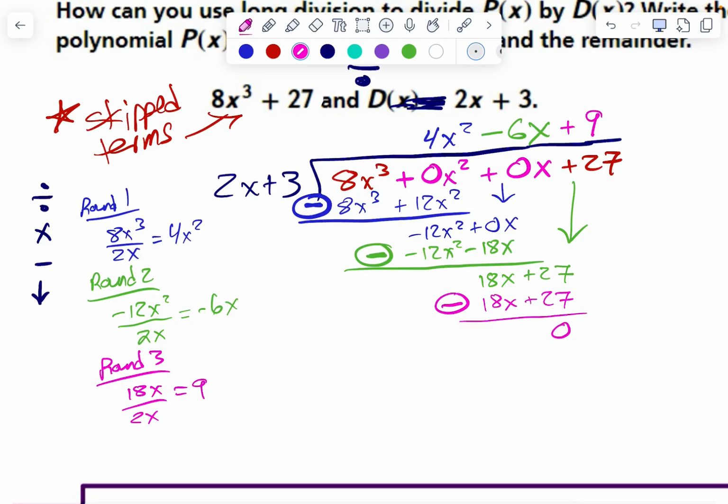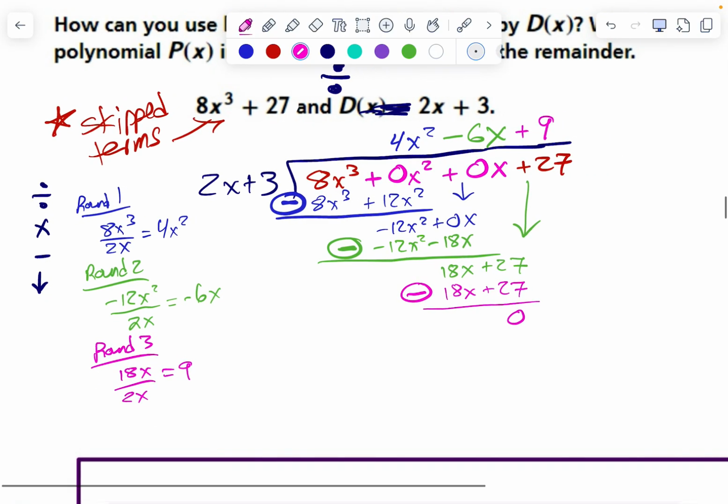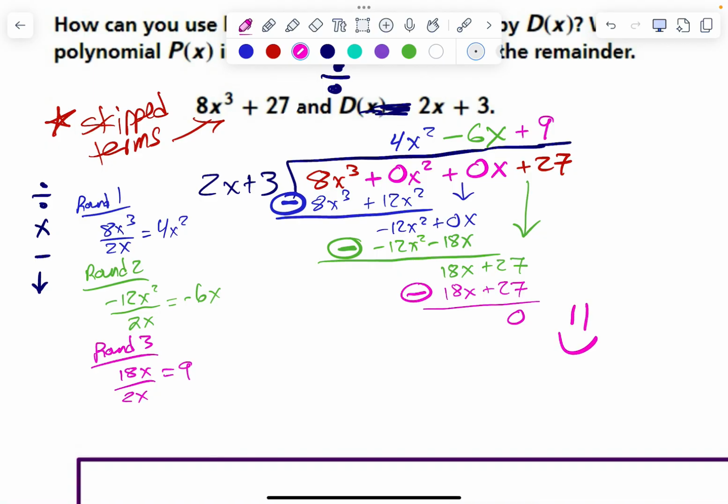What does that mean? We have no remainder. Okay? It turns out this is going to mean a lot more than that. In a good way. Like, we're really happy when this happens. And the reason why is because it means that this answer is a factor of this polynomial. Which tells us that we're breaking it down, being able to find the zeros now.